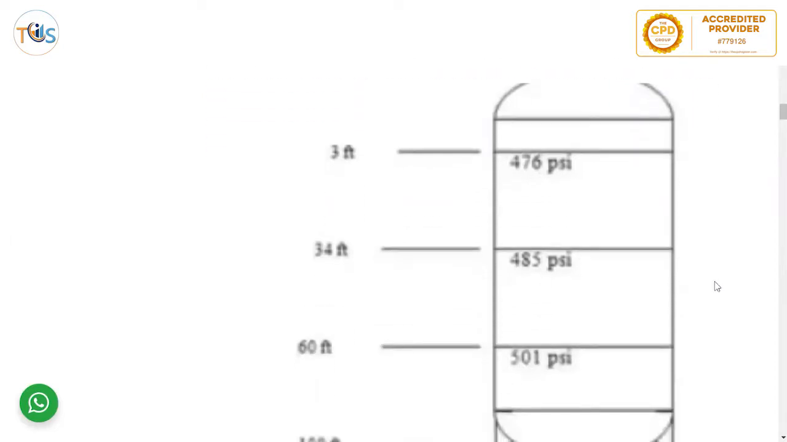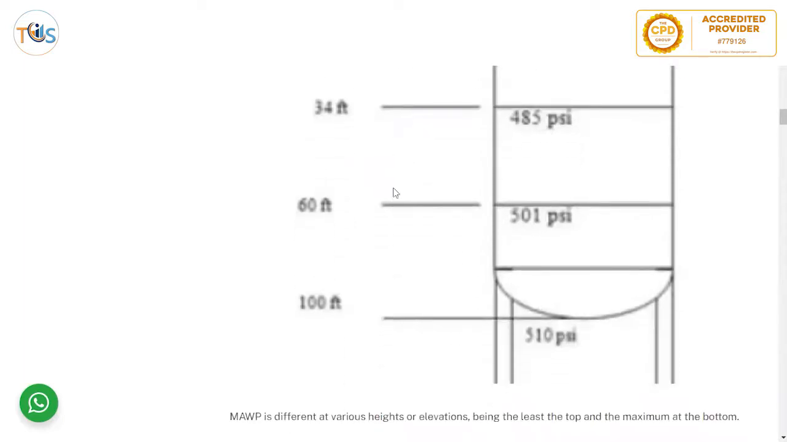As you can see, this vessel, 3 feet down multiplied by 0.433 is almost 1.3. So this should be here at the top 474.7 or something, 474.75. And as you go down, 3 feet below it is 476, and then 34 feet down, you have to add the 31 feet here multiplied by 0.433 plus 476, which is already the pressure here. You get this number, and then say as you go from 60 feet to 100 feet.